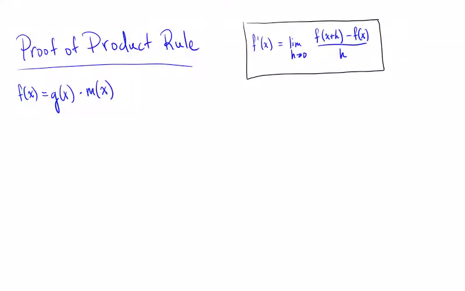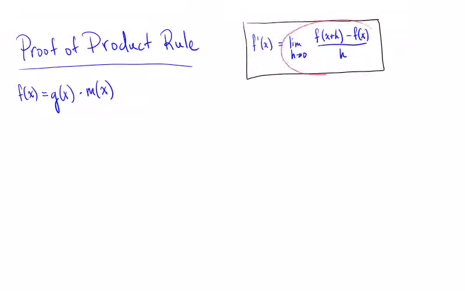All right, here's the proof of the product rule. So if I have a function that is a product of two other functions, right? So I have g of x times m of x, and that's what f of x equals. So I'm going to go back to our origins, right? Like the limit definition, and we'll come back to this a lot for different proofs and things like that.